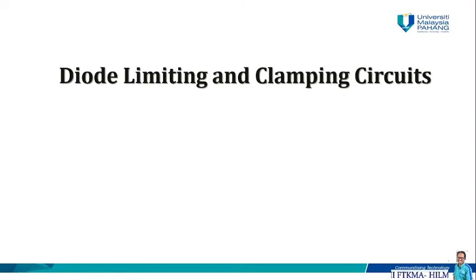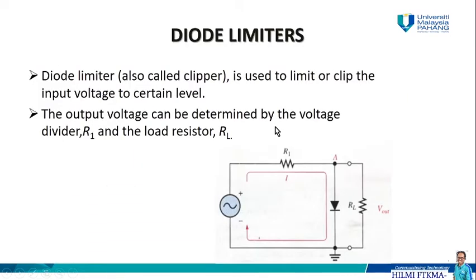Then we have diode limiting and clamping circuits. This is the first part. We are going to learn about diode limiters and diode clampers. Diode limiters are sometimes used to clip off portions of signal voltages above or below a certain level. So we want to clip, or cut, the voltage. The clamper, on the other hand, is used to add or restore a direct current level to an electrical signal.